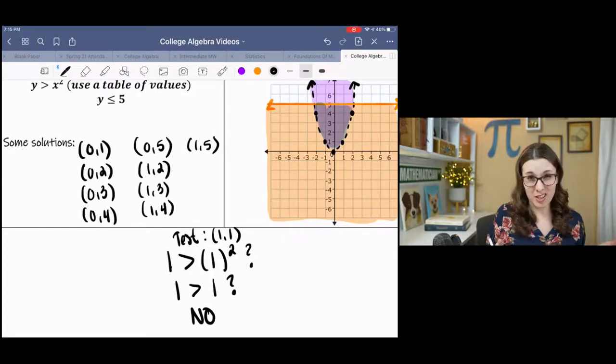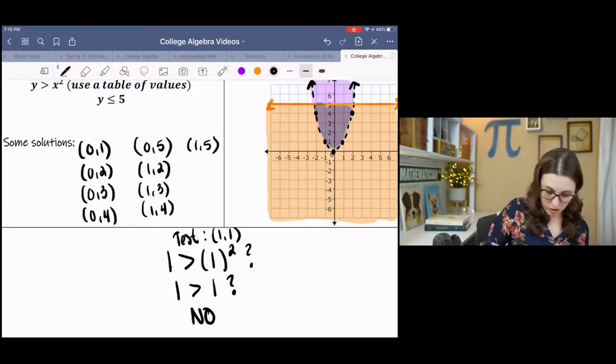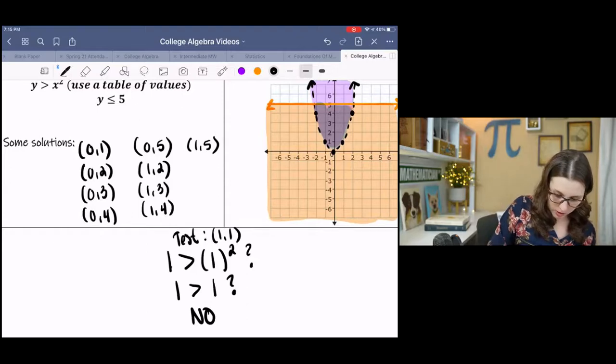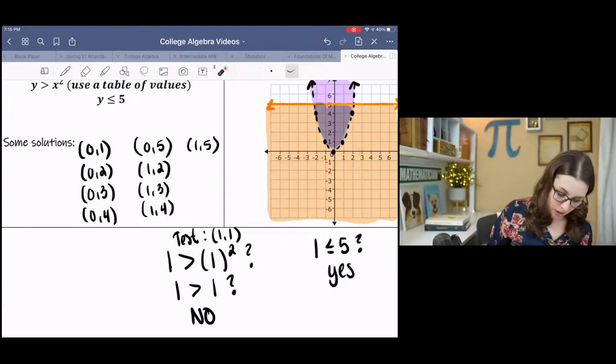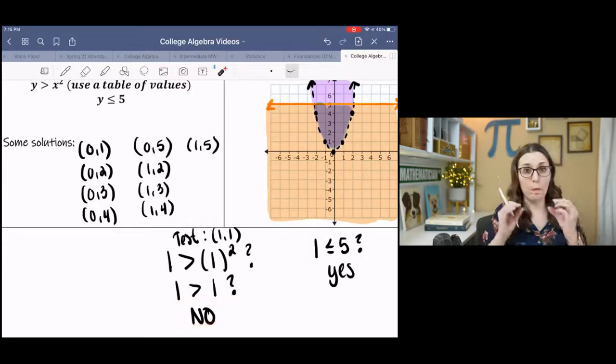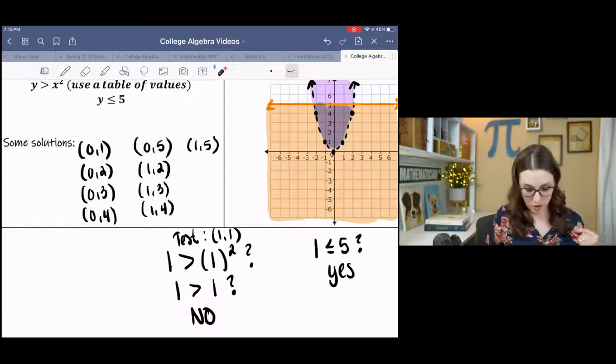But we can go ahead and test the next one if we want. I mean, it's already out, but I can show you. So we'll throw it in the second inequality. All right, so it does work for the second inequality, but since it doesn't work for both inequalities, then we cannot use it as a solution.